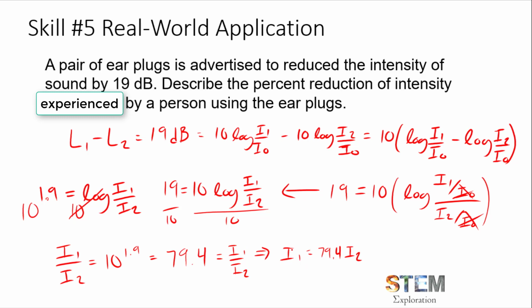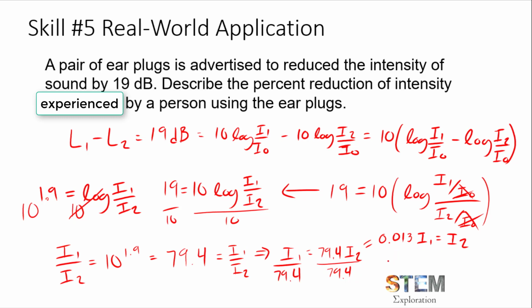Or if you want to look at it like the previous example that we did, what we can do is divide both sides by 79.4 here. All I'm going to tell you is just go 1 divided by 79.4 in your calculator. And what you will see is that this is going to be equal to 0.013, let's just say, I1 equals to I2.